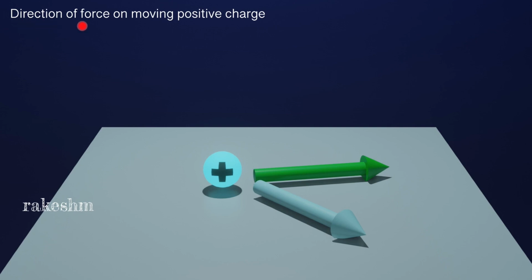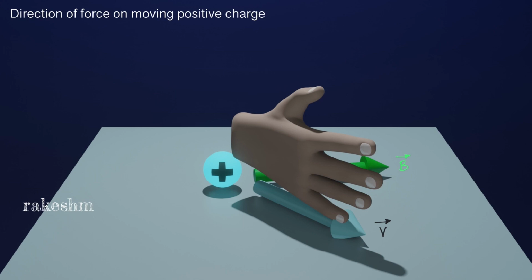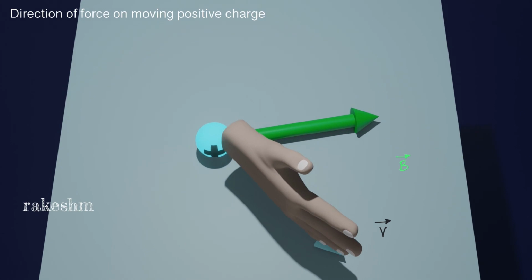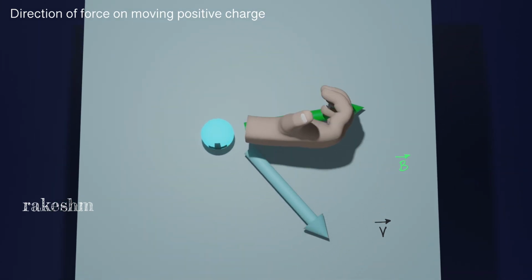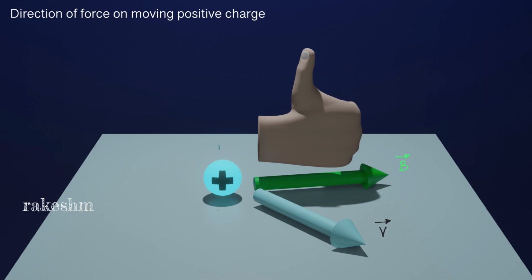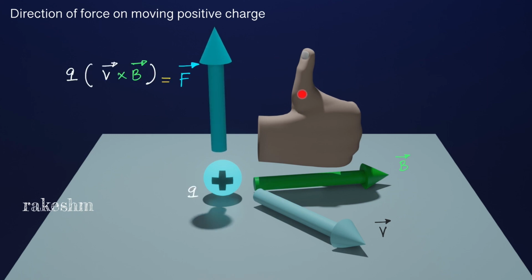First, let us take a look at the direction of force on a moving positive charge. This is a positive charge, this is its velocity vector and this is the magnetic field vector. Point your right hand in the direction of velocity vector. Curl your fingers in the direction of magnetic field vector. Your thumb points in the direction of force on the positive charge. Also notice this force is perpendicular to the plane containing the magnetic field vector and the velocity vector.